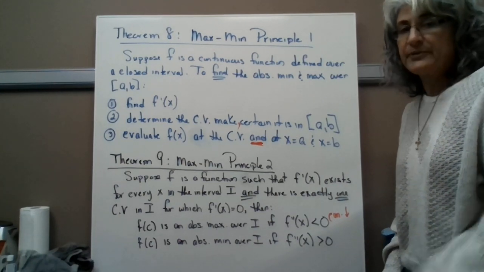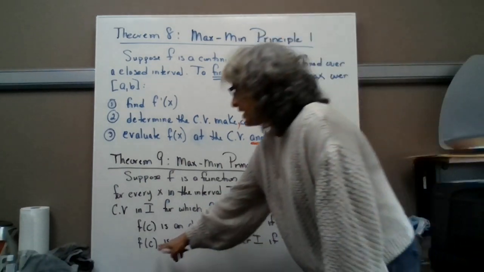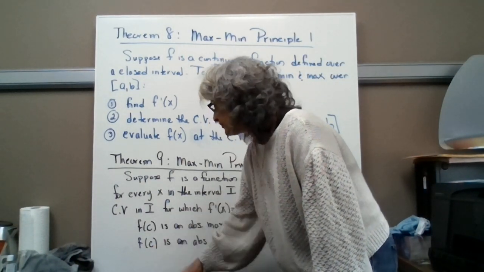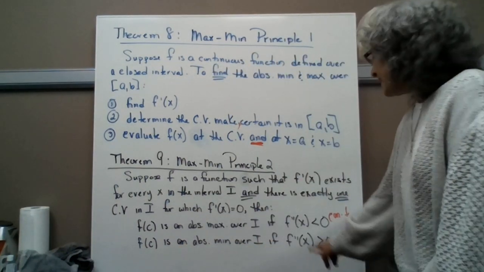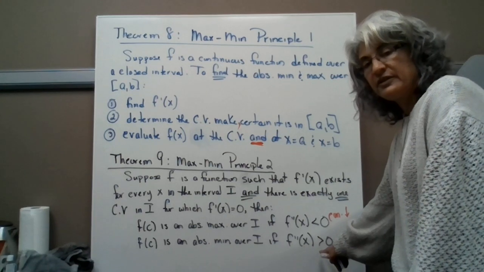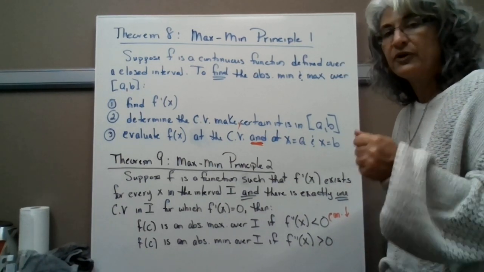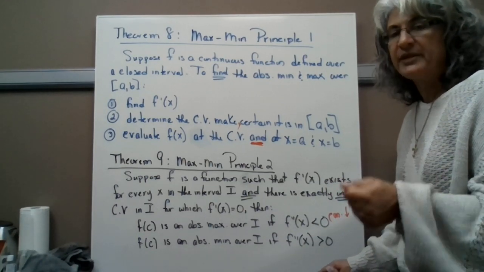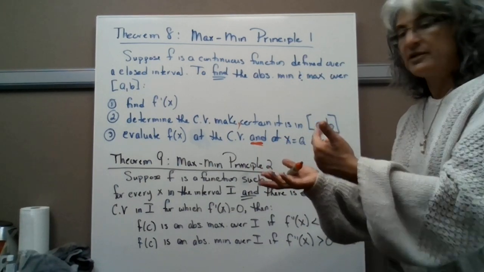It makes sense it's an absolute max if it's concaving down. F of c, again, plugging c into the original function, is an absolute minimum over this interval I if the second derivative is greater than 0. Remember, second derivative deals with concavity. And if the second derivative is greater than 0, that means it concaves up, which explains why there's a minimum.